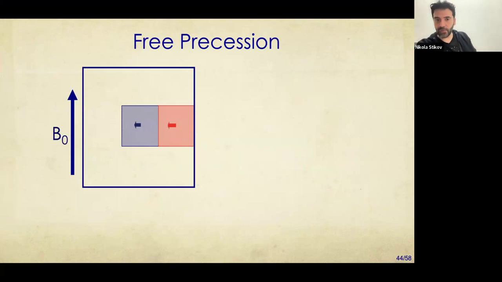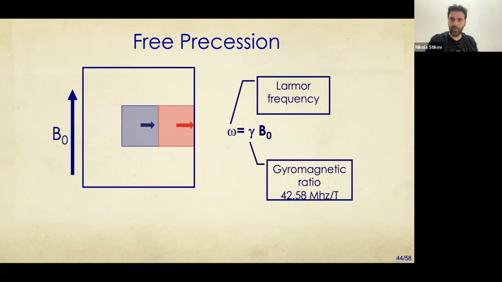Remember, we had 2 tissues, and they're precessing around the main magnetic field. Now you are looking at it from the front. The field is this way, and you're looking at them this way. So they're precessing around the B0 field. What we will do now is we will flip, and we will start looking from the top. So as I told you, we have the Larmor frequency, and that Larmor frequency is proportional to the main magnetic field with a gyromagnetic ratio. So now let's take a look from the top.